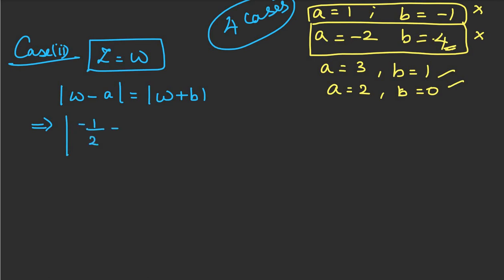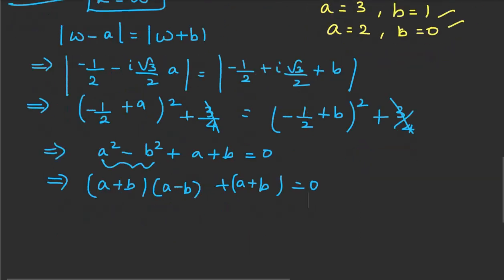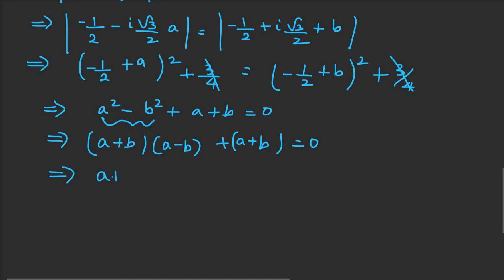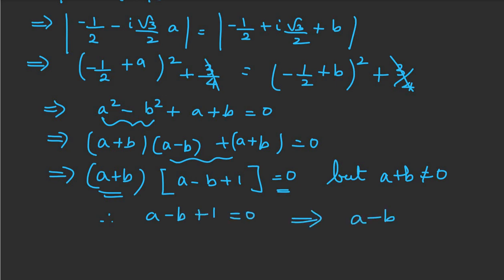So now omega we know is a cube root of unity. So the root will be minus 1 by 2 minus plus i root 3 by 2. Squaring, a plus b is equal to 0. Further, I can write this as a plus b into a minus b plus a plus b is equal to 0, which can be further simplified taking a plus b as the common term. So the remaining terms are a minus b plus 1 is equal to 0. But we know that this a plus b cannot be 0 from our question.